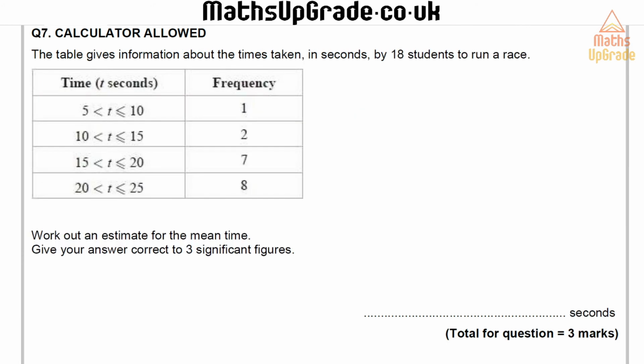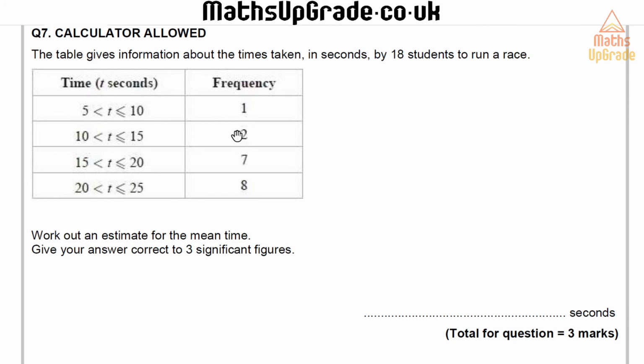In question 7, I'm given information about the times taken for 18 students to run a race. We need to find an estimate for the mean time. This table here is not a simple frequency table, it's known as a grouped frequency table. So the best I can do is find an estimate, since I don't know exactly the times run by these 18 students. I only know this one student ran a time between 5 seconds and 10 seconds. So all I can do is assume this student ran a time at the middle of these 2 times. So I'll assume this student ran a time of 7.5 seconds.